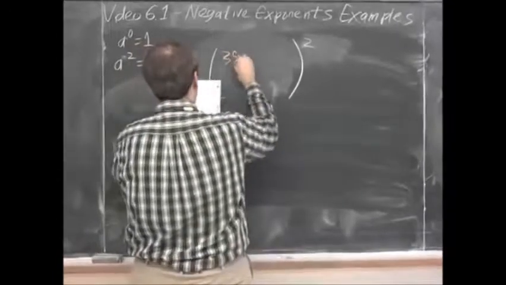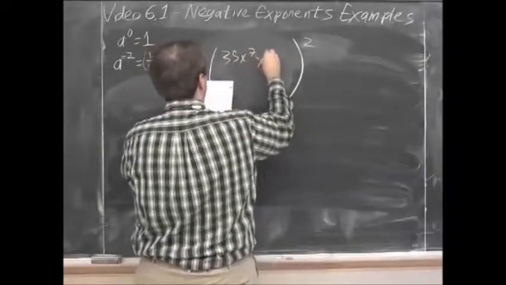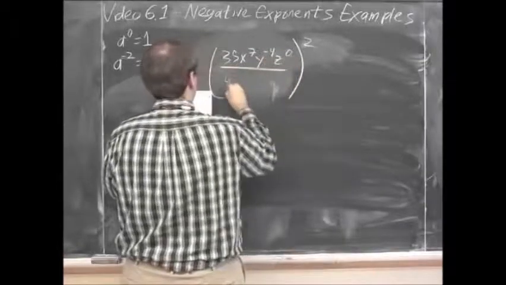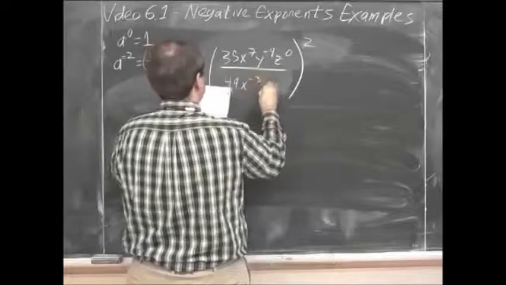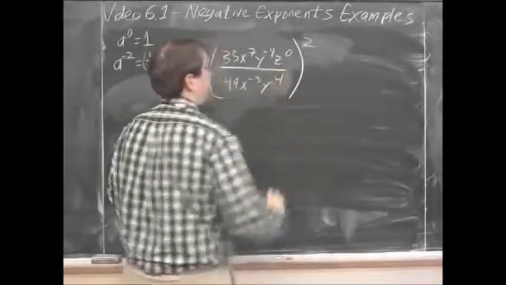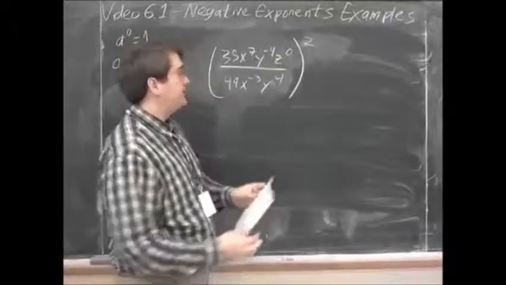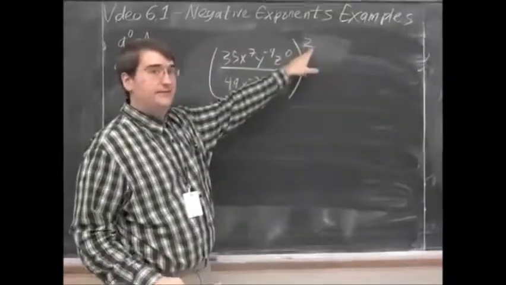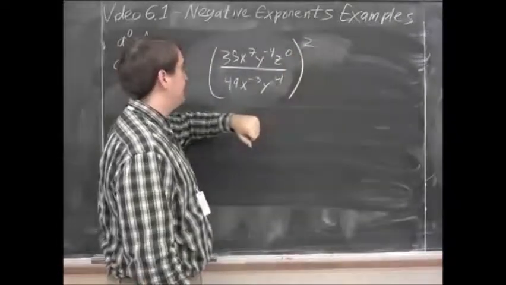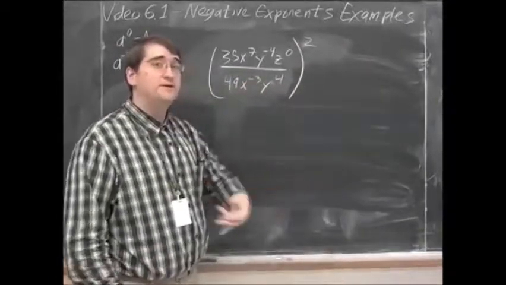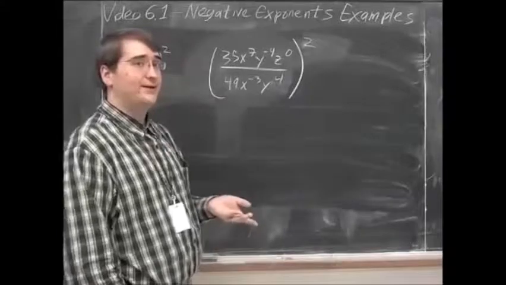So now it's 35x to the 7, y to the negative 4, z to the 0 on top, and 49x to the negative 3, y to the 4 on the bottom. So that's the first step. Take care of that big negative exponent, the negative exponent on the outside. The next part kind of varies. I'd recommend continuing to take care of the negative exponents.